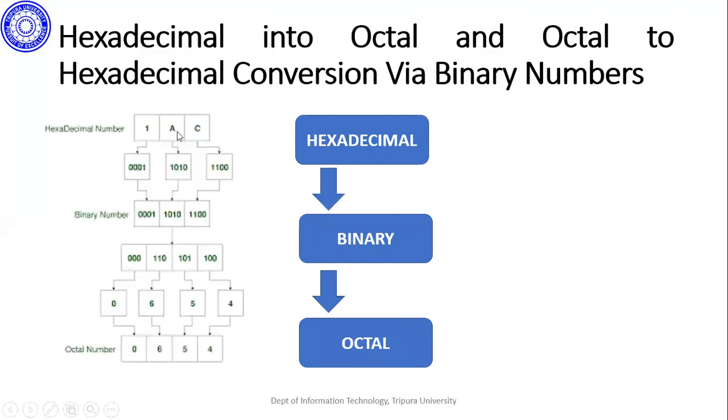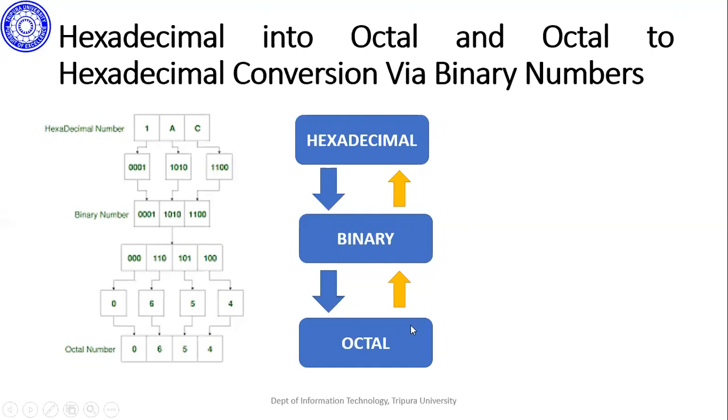You can see here 1AC: 1 is 0001, A is 1010, C is 1100. This is the binary number. Now instead of groups of 4, we make groups of 3 for octal. 2 to the power 3, this is 2 to the power 4. 100 is 4, 101 is 5, and so on: 0654.